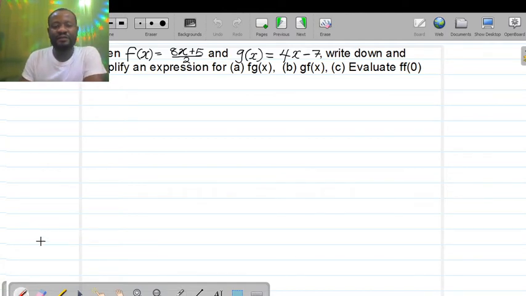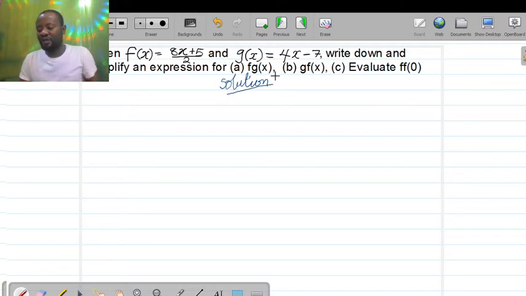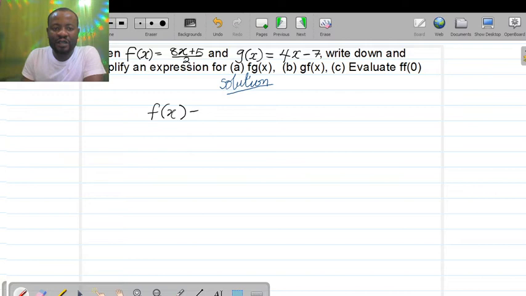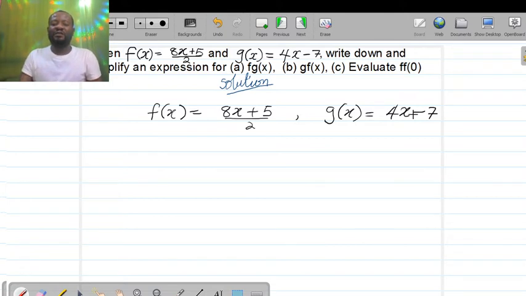Now in this case, first of all, as I said, the student must be familiar with f of x notation. Now, for us to solve this question, we have f of x to be equal to 8x plus 5 over 2, and g of x to be equal to 4x minus 7. Now look at this. First one, A, said write down and simplify an expression for f g of x.